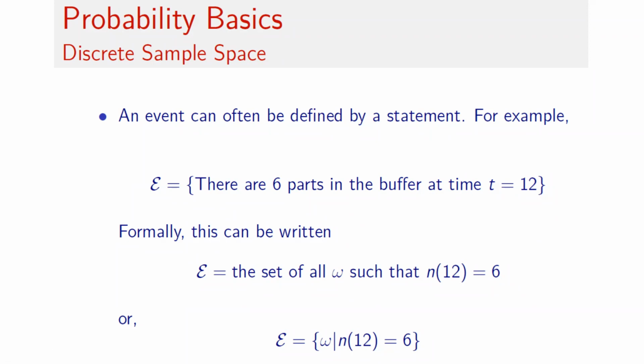The formal notation for this is the following. Here, this is a formal notation. So epsilon is a set of all lowercase omegas such that N of 12 is equal to 6. That is the formula way to make this declaration. And that is what is written on the last line, which actually indicates the same thing, this formula here at the end, okay? So, and you can see that it's the same.